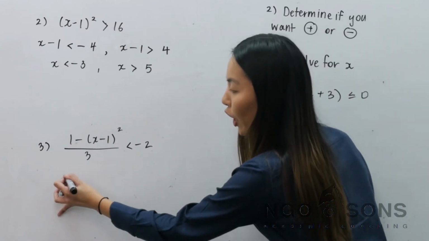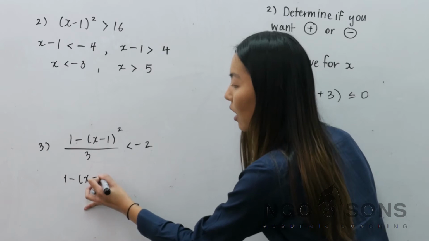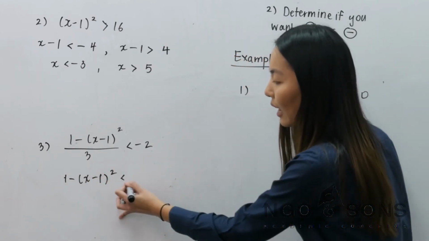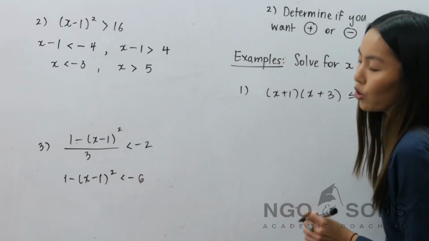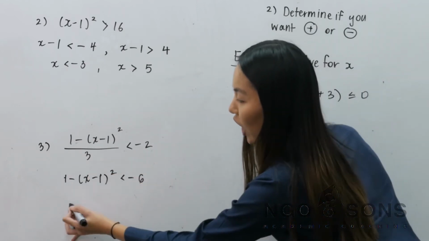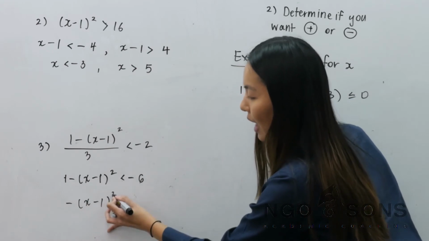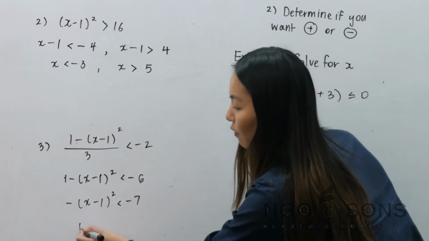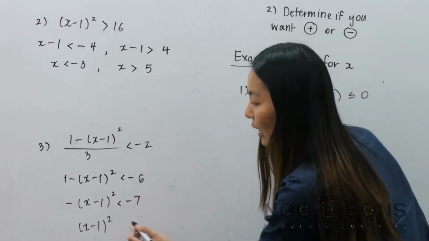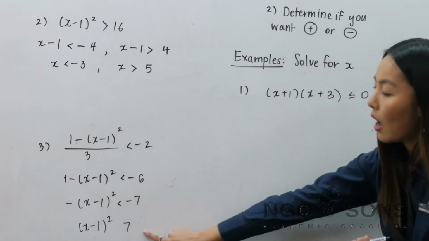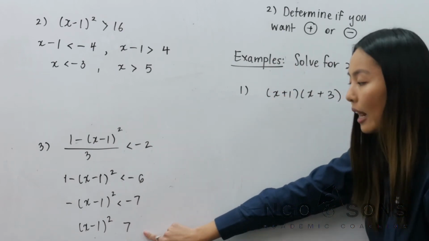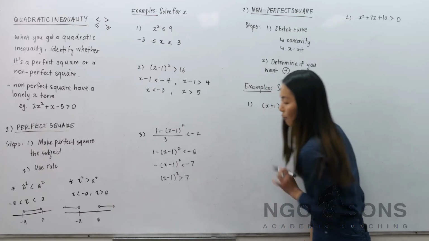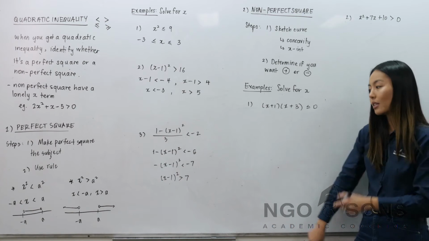To do that, I'm going to get rid of my denominator. To get rid of your denominator, you cross multiply it over to my right hand side. It will be less than 3 times minus 2, which is minus 6. Then I'm going to chuck the 1 over. Negative (x minus 1) squared will be less than minus 7. Divide the negative across. (X minus 1) all squared is going to be a positive 7 on the right hand side. And just don't forget, if you have a less than, when you divide by a negative, it changes signs, it becomes greater than 7.